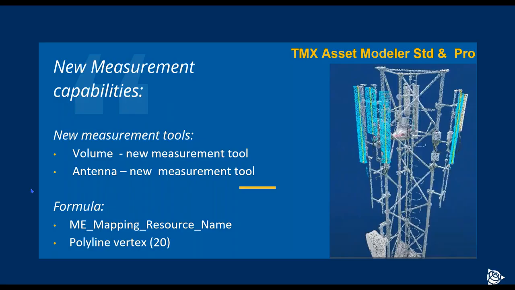More capabilities on formulas and attributing of the features. So now the mapping resource name can be saved as an attribute for extracted features, which gives you an understanding of what resource has been used to extract a certain feature. And also for linear features, for the polylines, now we have an option to save up to 20 vertices as an attribute. That means that if you have some important points in your linear feature, like curves or any intersection, you can save the x, y, z coordinates of the vertex you are picking out of the point cloud. The next one, please.